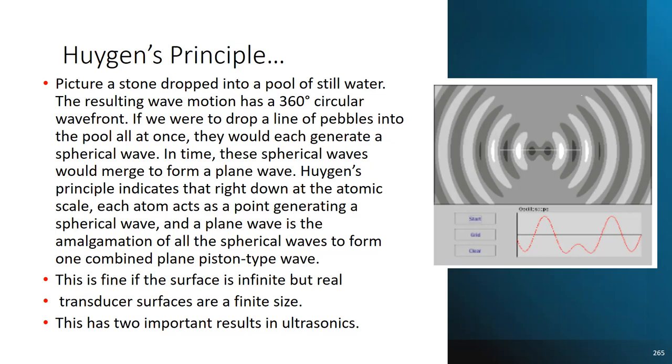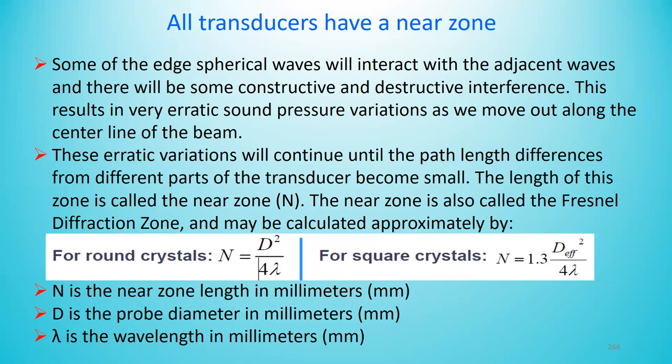This is fine if the surface is infinite, but real transducer surfaces are of finite size. This has two important results in ultrasonics. For round crystals, the near zone N equals D squared divided by 4 lambda. And for square crystals, N equals 1.3 times D effective squared divided by 4 lambda.